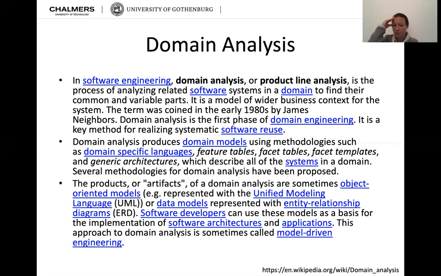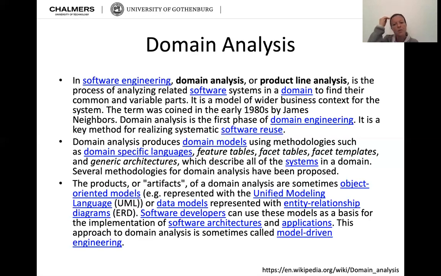The products or artifacts of a domain analysis are sometimes object-oriented models represented in UML. That's what we are going for. There are also data models that can be represented with entity relationship diagrams. Maybe you've done those in the past, maybe not. We're not going to specifically do them in this lecture. If you ever come across entity relationship diagrams, then just know that they essentially capture the same type of information as a rather abstract class model. They focus on the data part of it.